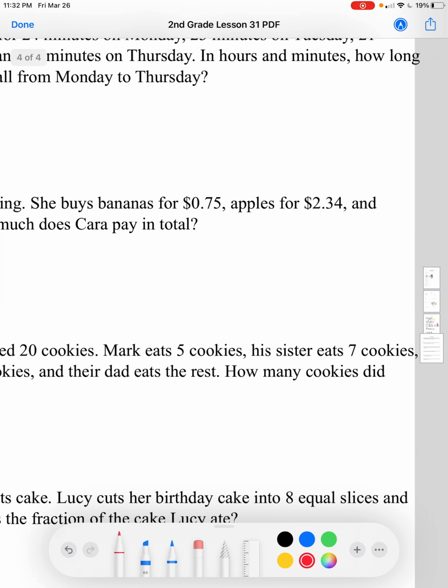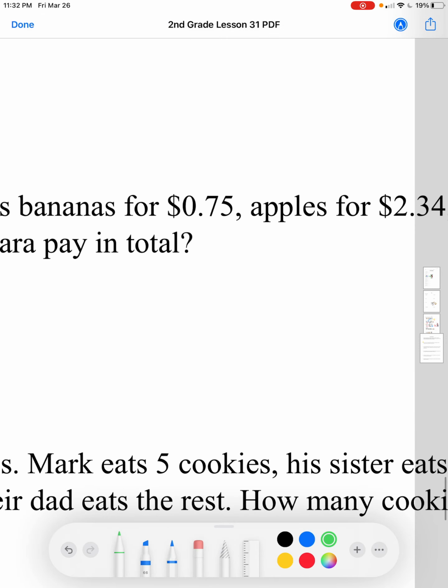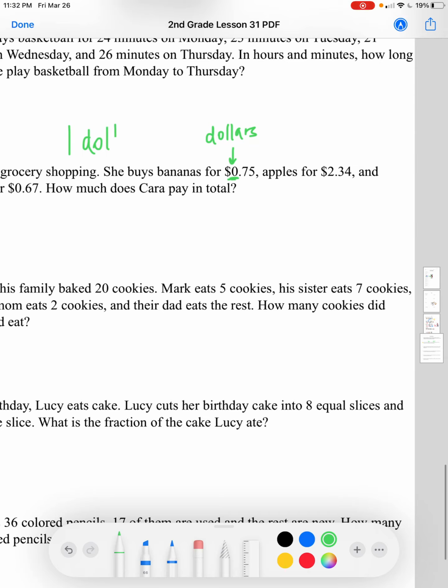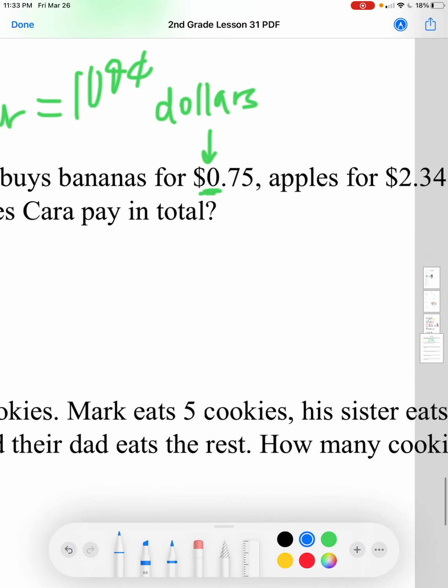So it's important to note that when you write money, it typically looks like this. So we have a dot right here, and to the left of the dot, this is the dollars. And remember, $1 equals 100 cents. So basically, $1 equals 100 cents. And then to the right of this dot right here, we have the cents.